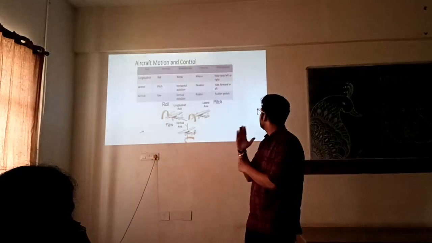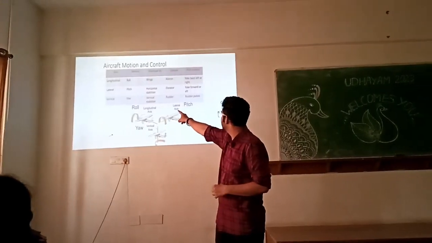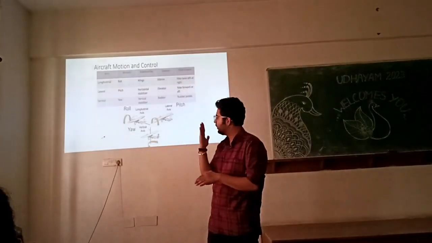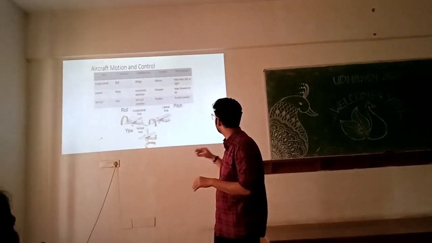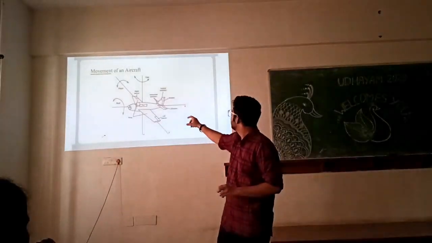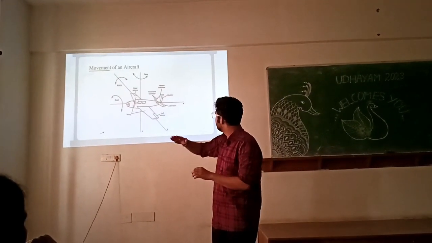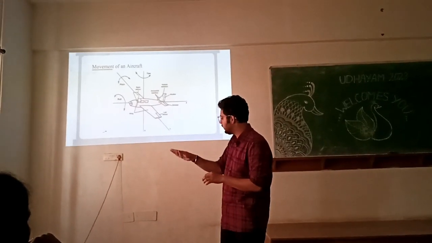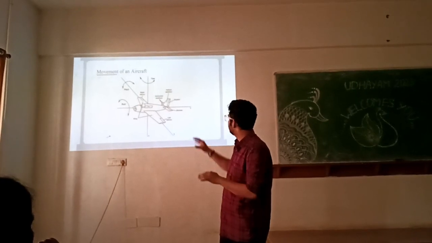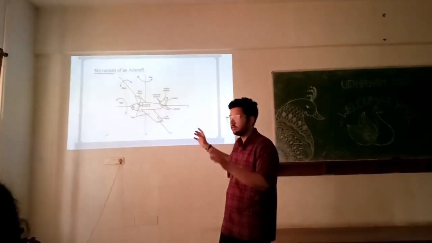This is the yaw, and you can see that in the vertical one, yaw and rudder. One is lateral and one is longitudinal, so it will always be opposite. Next please. So here you can see that the roll motion will be like this, pitch will be like this, and yaw will be like this. So these are the control surfaces.